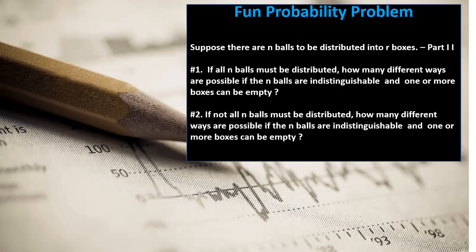Now let's continue the same problem. This is the second part. The first problem we try to solve is if all the n balls must be distributed, how many different ways are possible, if those n balls are indistinguishable and one or more boxes can be empty. Then the second part is, how about all these n indistinguishable balls, we don't have to distribute all of them, and one or more boxes can be empty. Then how many ways can we do that? Okay, so now let's go to the whiteboard and take a look. How do we solve this type of problem?